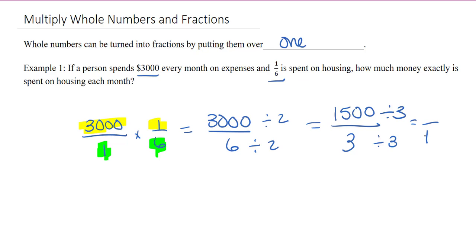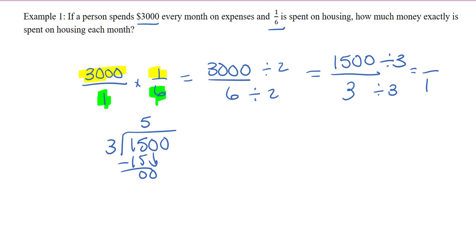1,500 divided by 3. Let's look at that. Well, 3 can't go into 1, but it can go into 15 5 times. We subtract, we get 0. Bring down a 0. 3 can't go into 0, so it's just 0 on the top. We subtract, we get 0. Bring down the 0. Once again, it's just 0. So we get 500 on the top.